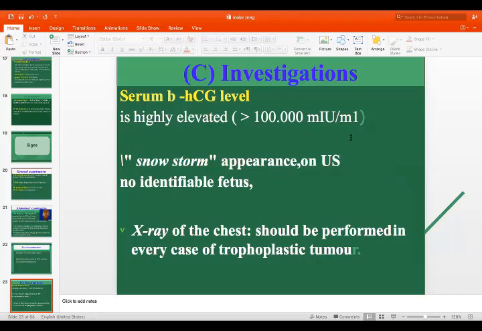So what investigations will we do? First of all, we will do serum HCG, which is elevated, usually more than 1 lakh. Ultrasonography shows a snowstorm appearance with no fetus. And an X-ray of the chest should be performed if we are suspecting metastasis or trophoblastic tumor.